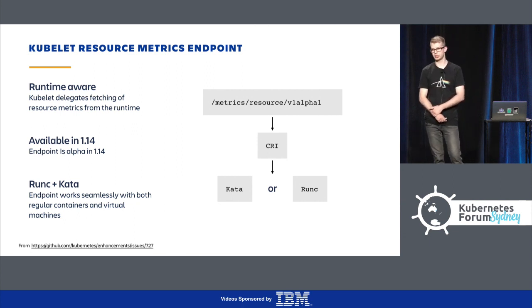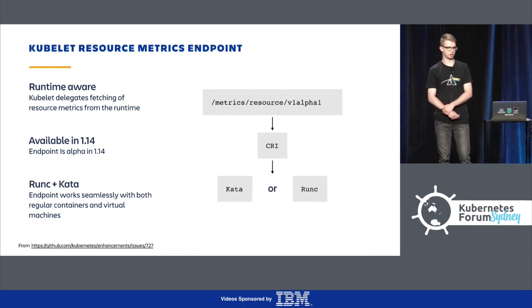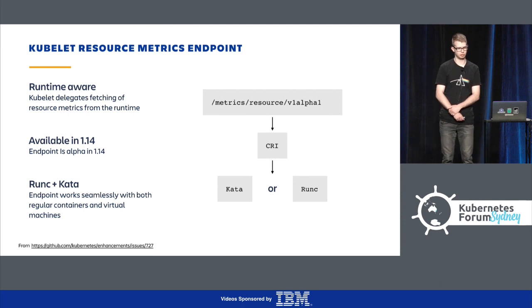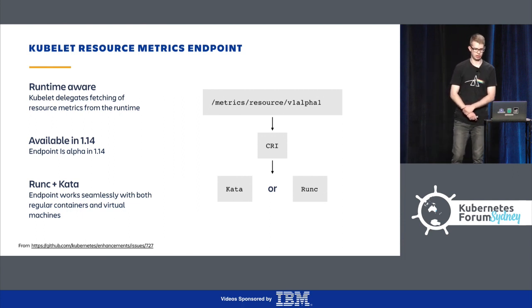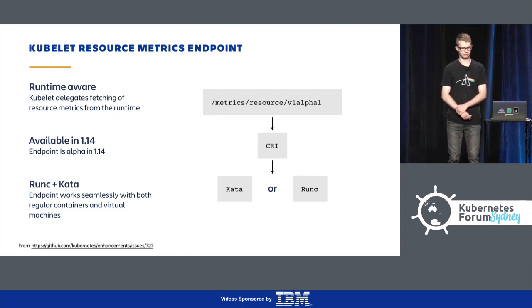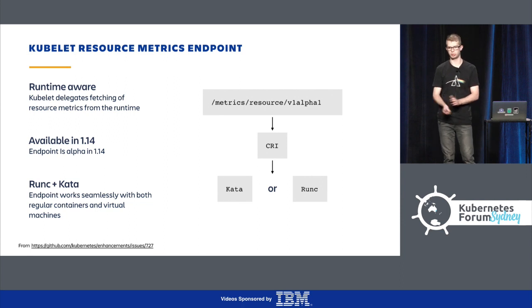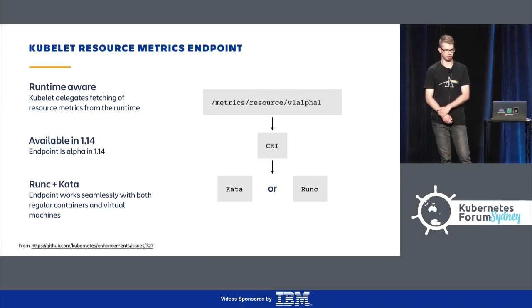For runc, nothing much has changed. It'll still look at the cgroups on the host for resource consumption. And so when we go to get our metrics for our Kata pods, the runtime knows it needs to take a few extra hops or steps to collect the metrics for its containers. It will query the cgroups from within the virtual machine rather than the cgroups on the host. And finally, if you have mixed workloads running on the host, the endpoint works seamlessly with both runc and Kata containers and whatever other runtime you want to run.